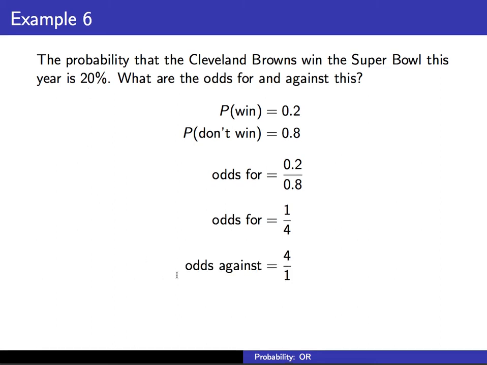Odds against is going to be the reciprocal of the odds for. So to find the odds for or the odds against, if you already have one, just take the reciprocal and you'll have the other. So the odds against the Cleveland Browns winning the Super Bowl would be 4 to 1. So for every 4 people that say they're not going to win, 1 person would say they are. So they're just reciprocals of each other. Go Browns.